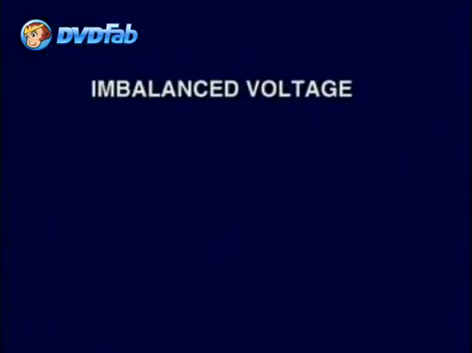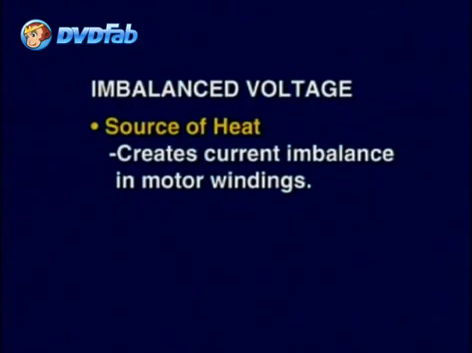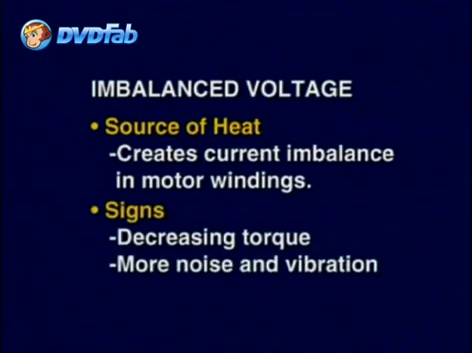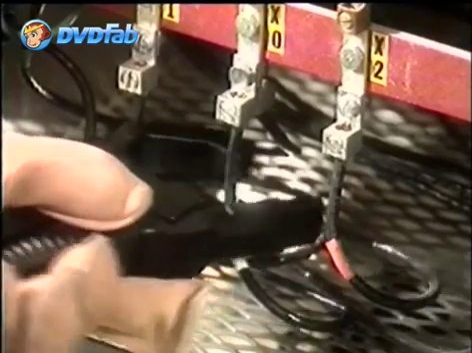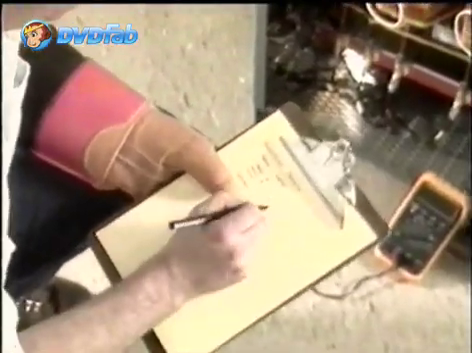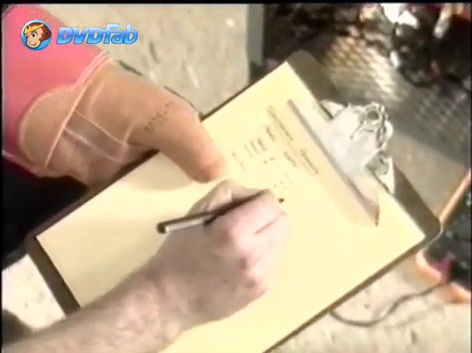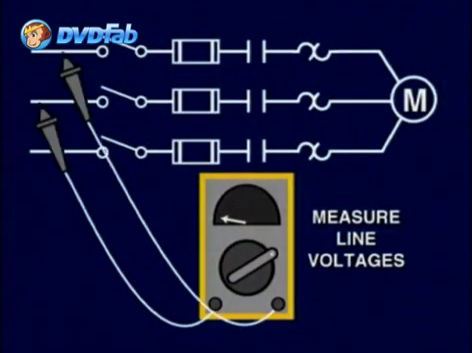An imbalanced voltage is a source of heat by creating a current imbalance in the windings. This, in turn, also creates the first symptoms of decreasing torque, more noise and vibration. So, to prevent this, which should be done during our preventive maintenance, we need to make sure and document that our phase voltages are very close to each other. This can be easily done by measuring each line voltage.